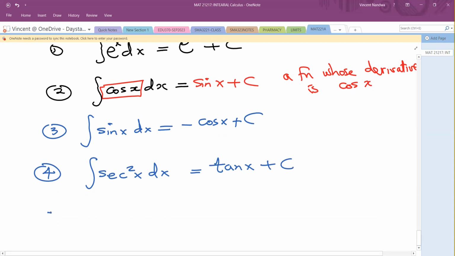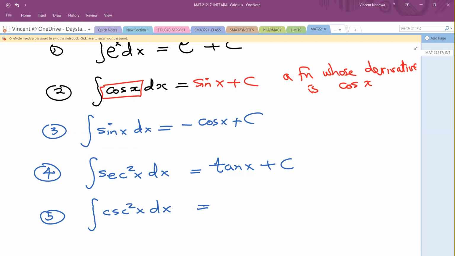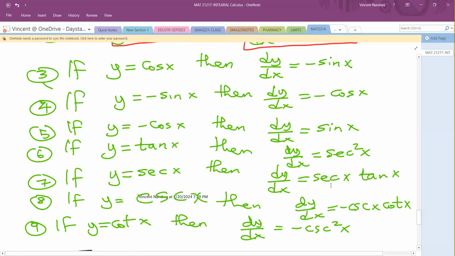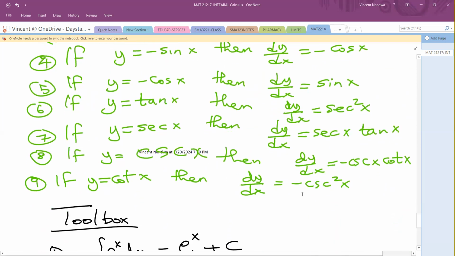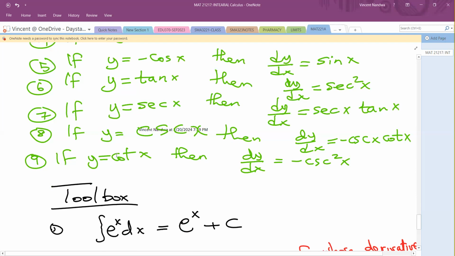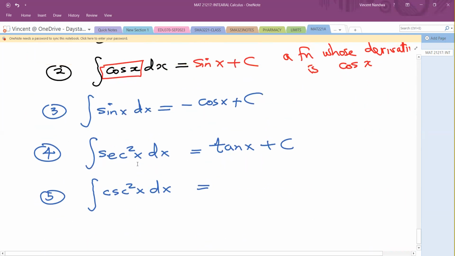Then number 5, integral of cosec squared x dx. But negative, remember, because if you go to the line of cot, this is negative cosec squared. So for you now to have the positive, you have to negate this one first. Okay? Yeah, so negative cot x.